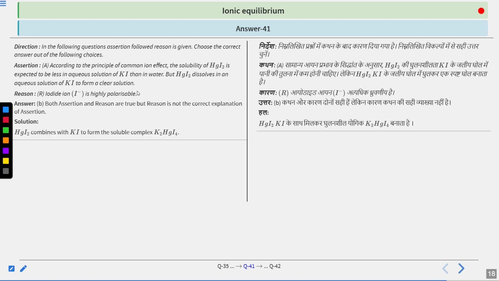So of course your HgI2 combines with KI to form the complex which is K2HgI4, and due to this we get the clear solution. But this is not the correct explanation that your I- is highly polarizable, but this statement is of course true. Why is it true? Because I- is of a large size. Due to this large size, it can be easily polarized as the charge to volume ratio is very small. Clear? So for that reason, it can be easily polarized. So it is highly polarizable.